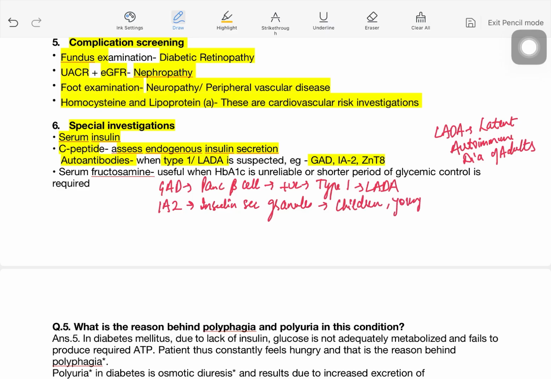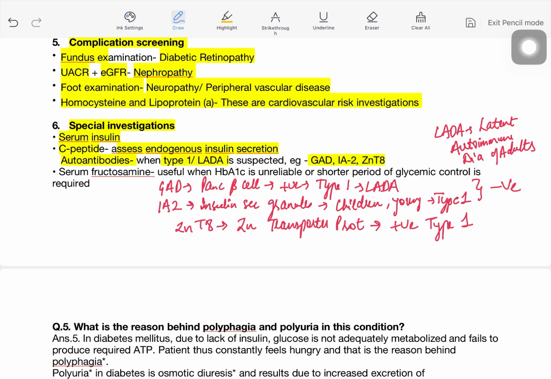Next is ZNT8, that is zinc transporter 8 autoantibodies, that targets the zinc transporter protein which helps package and store insulin inside pancreatic cells. So if GAD and IA2 test comes back negative or uncertain, testing for ZNT8 helps confirm a type 1 diabetic. So patients of type 1 and type 2 present similarly, but treatment is completely different. So you have to confirm for LADA.